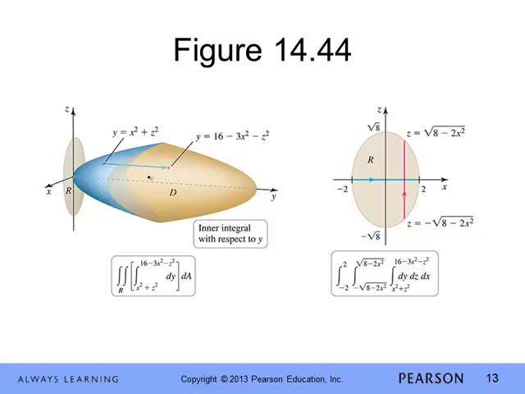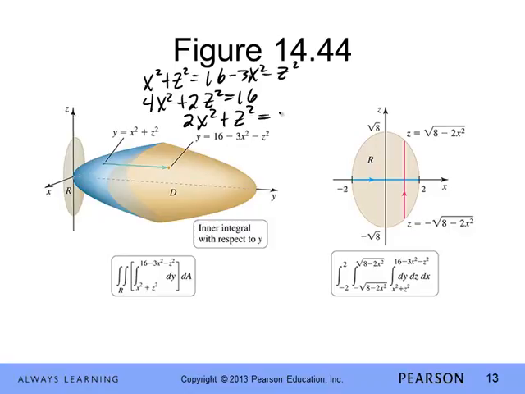Because they're going to meet at the same y value. So you have x squared plus z squared is equal to 16 minus 3x squared minus z squared. And just do a little bit of arithmetic. You might get 4x squared plus 2z squared is equal to 16. Divide out the 2 so that you've got 2x squared plus z squared is equal to 8. Aha! Well, that is the equation for an ellipse. And in particular, that's the equation for this ellipse on the xz plane.